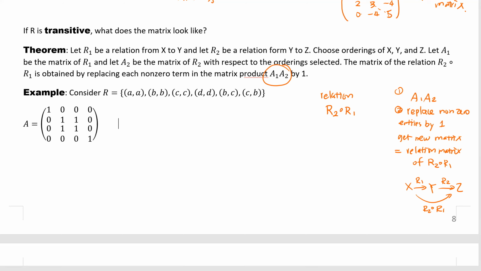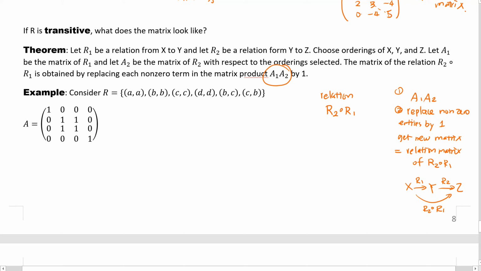All right, so let's consider the relation AA, BB, CC, DD, BC, and CB. If we write down the relation matrix, you see AA, BB, CC, DD, so we have this guy, this guy, this guy, and this guy, the diagonal elements. And then we have BC, so BC is right here, CB is right here. So that's why we get this relation matrix.